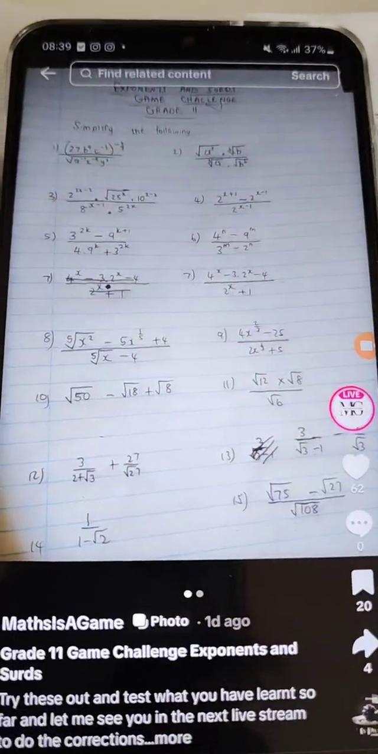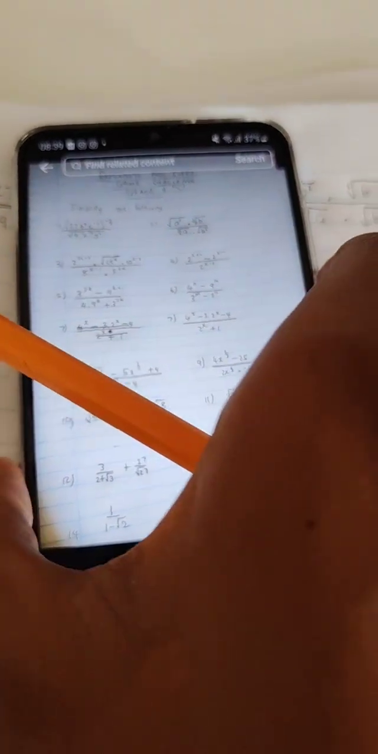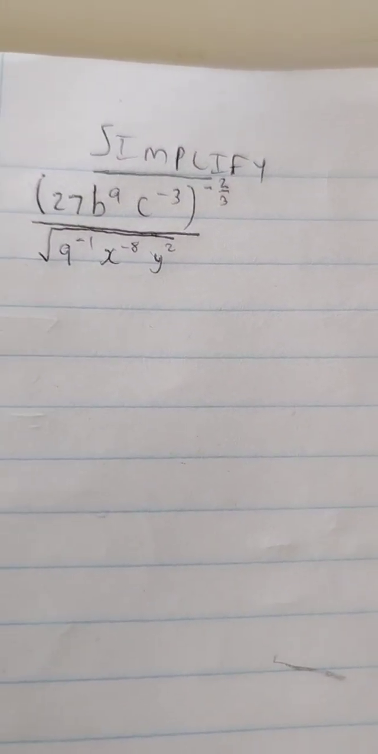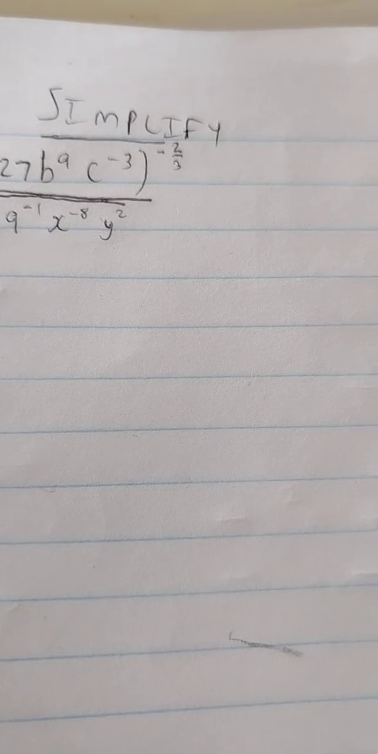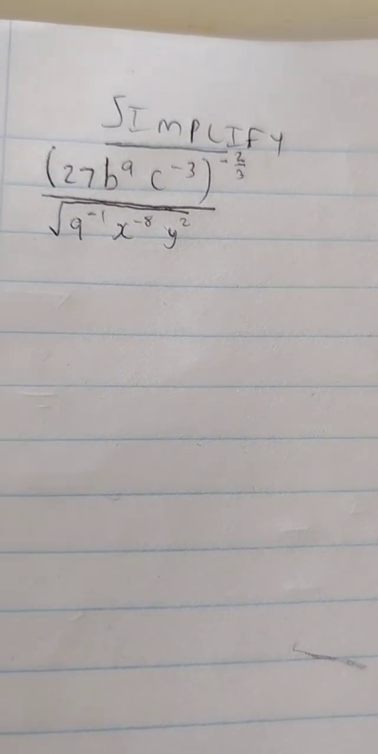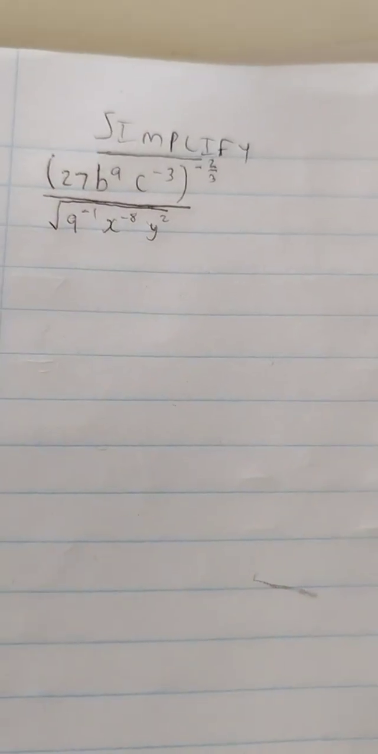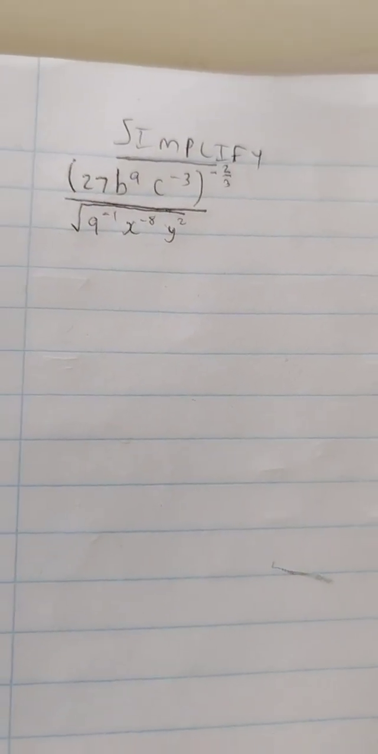We'll do the corrections for these grade 11 exponent simplification type problems, and that will basically end our exponents, simplification of exponents and surds concept, so that we can move on to equations, which is the next thing that will be happening over the next few days in the week.